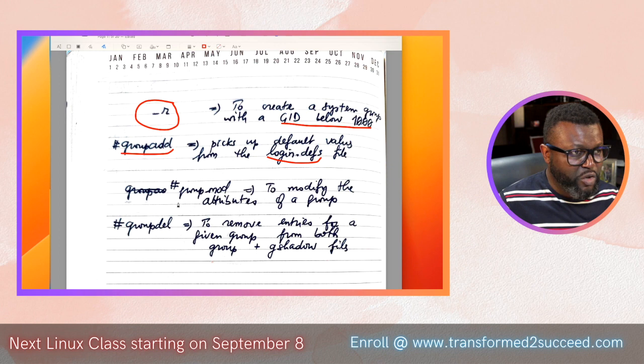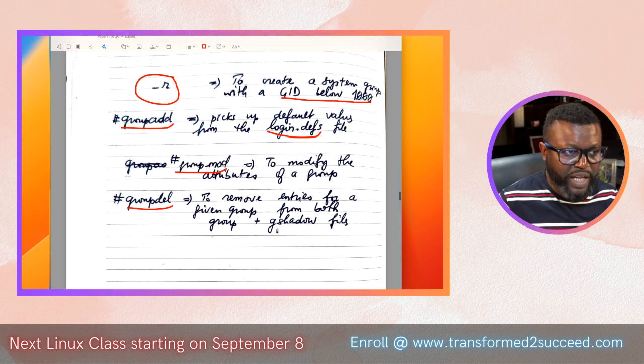And groupmod is to modify attributes of a group. Like usermod, it's to modify attributes of a user. And groupdel is to remove entries for a given group from both the group and gshadow files. The same with userdel.